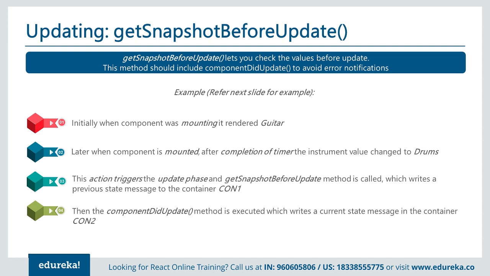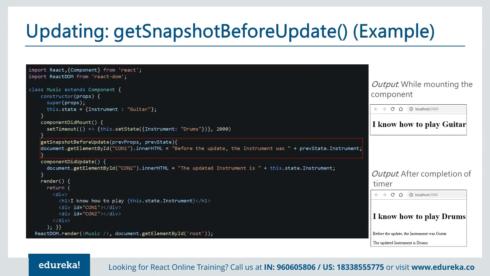Initially when the component is mounting, it renders guitar as an example, like this. Later, when the component is mounted, after completion of the timer, the instrument value changes to drum. This action triggers the update phase and the getSnapshotBeforeUpdate method is called, which writes a previous state message to the container. Then the componentDidUpdate method executes, which writes the current state in the container. Now after the writing part is done, then it calls componentDidUpdate. So first of all, in getSnapshotBeforeUpdate, we get that value and update it in the state, and then in componentDidUpdate we specify that the state got updated.